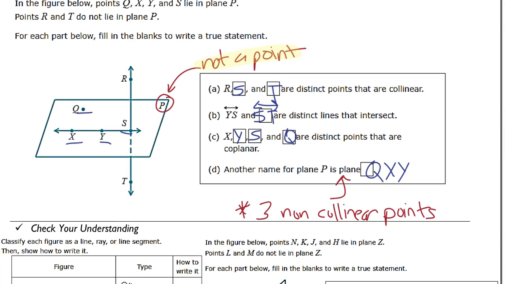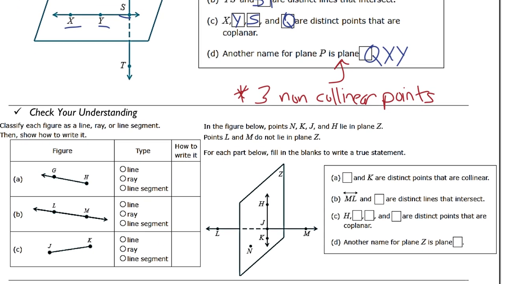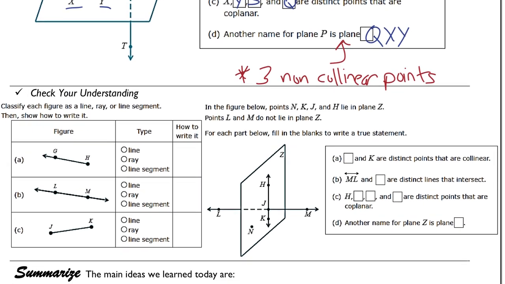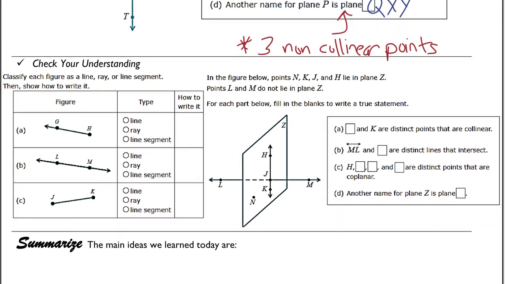So let's go ahead and do these last two on your own. I'm going to let you try these. Pause this video, try to do this one here, and try to do this one here. Once you finish that, I will have answers. And then I would like you to summarize what are the main ideas that you learned today.